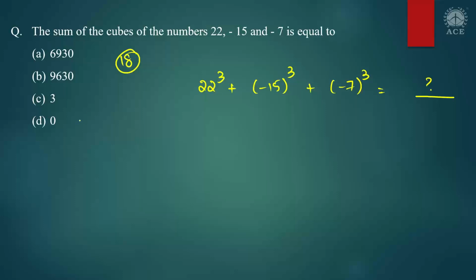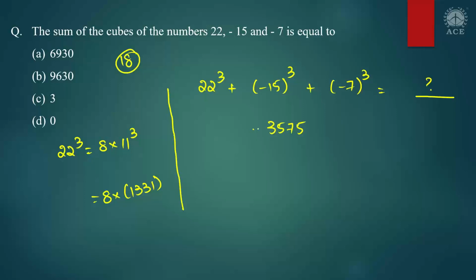Yeah. 22 cube can be written as 8 into 11 cube, right? 11 cube is 1331. Sir, you said to remember only from 1 to 20 cubes. Yeah, using 1 to 20, you can find 22 cube. That's not a worry actually. Minus 15 cube. 15 cube is 3375, right? Minus 7 cube is 343. If you do all this, we got 6,930.